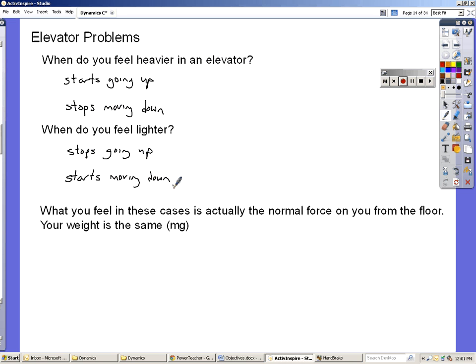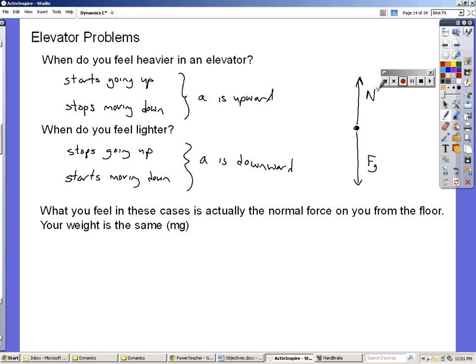What these have in common is that in both of these cases, the acceleration is upward, and in the cases where you feel lighter, the acceleration is downward. Now what we need to establish, though, is a free body diagram. When you're in an elevator, there's your weight that acts on you, gravity, and there's also a normal force from the floor. And those are the only two forces. Gravity does not change. Your weight is the same. We're assuming that you're not in the elevator long enough to lose an appreciable amount of weight.